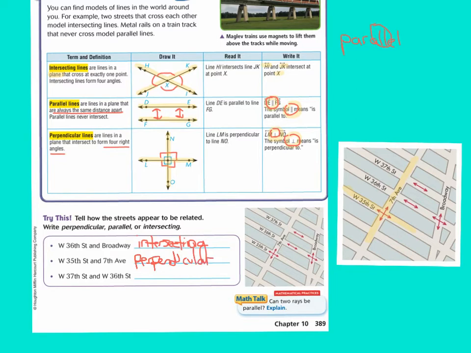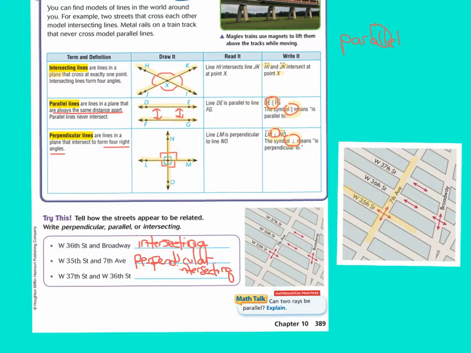And they would also be intersecting. So if you look back at the definition for intersecting, it's just 2 lines crossing, touching at one point, and forming 4 angles. And West 35th and 7th do that. It just goes a step further, and they're perpendicular because when they do touch and cross and form those 4 angles, those are 4 right angles. So they're intersecting and perpendicular.